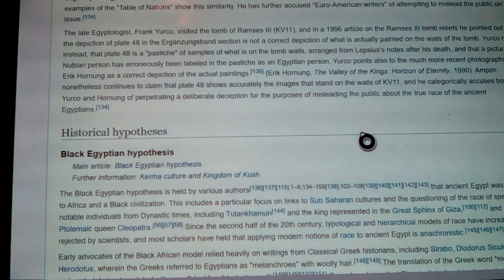Yurco points also to the much more recent photographs of Dr. Erik Hornung as a correct depiction of the actual paintings. Dr. Hornung, The Valley of the Kings, Horizon of Eternity, that came out in 1990. Ampem nonetheless continues to claim that Plate 48 shows accurately the images that stand on the walls of KV11, and he categorically accuses Yurco and Hornung of perpetuating a deliberate deception for the purposes of misleading the public about the true race of the ancient Negro West African primitive Egyptians. And in reality, there is no such thing as a Negro Egyptian. In all honesty, if we were to be quite honest.